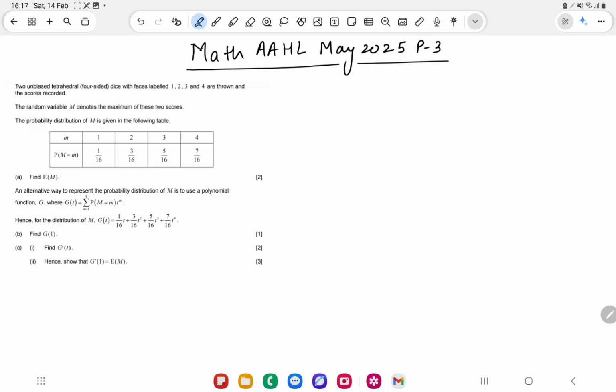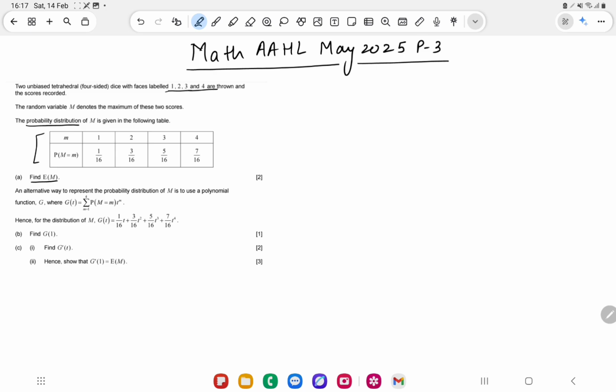In today's video, I am going to solve AAHL May 2025 paper 3. So let's start with the question. In this question, we have two unbiased dice with faces labeled 1, 2, 3 and 4, and they are thrown and the scores are being recorded. This is the probability distribution table given to me.